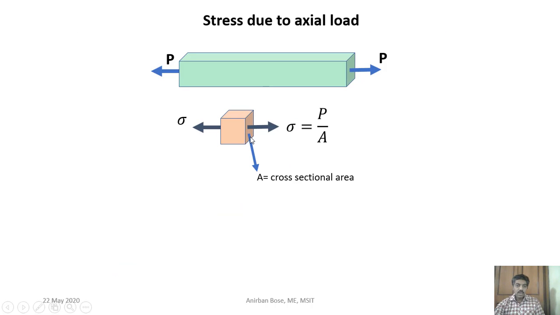Now if you want to measure the magnitude of that tensile stress or the compressive stress, then the formula is very simple. The normal stress that is developed will be equal to the load that is acting, P, divided by the whole cross sectional area A. Because this sigma is uniform throughout the cross section, simply P by A is the calculation of this kind of normal stress. So this is how stress due to axial load is calculated.